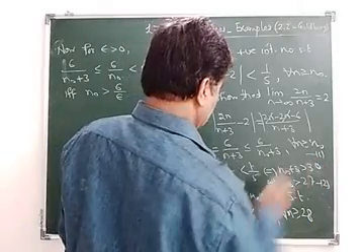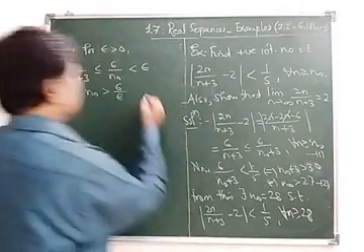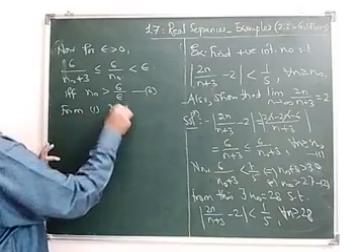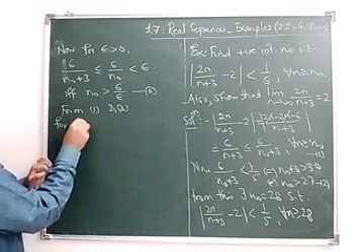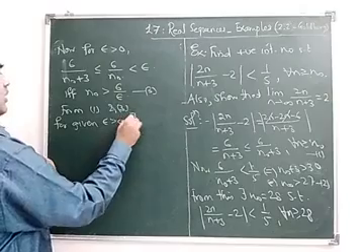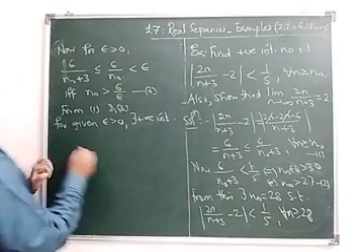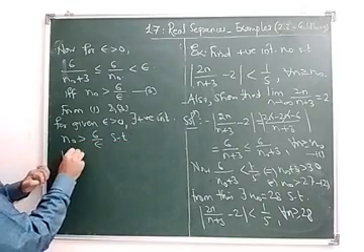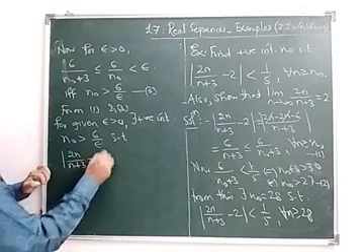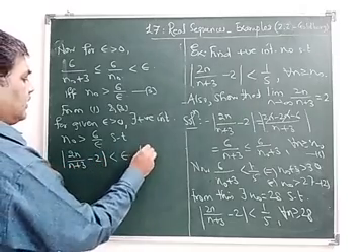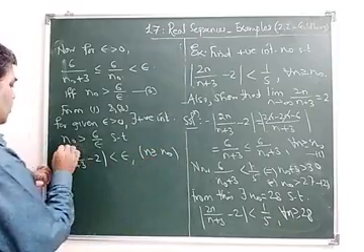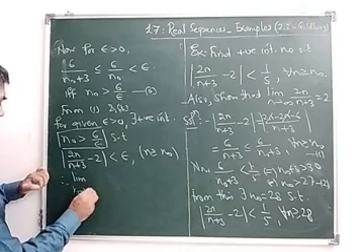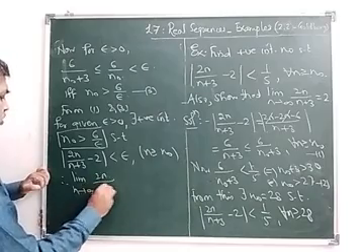Okay, so this is 1, this is 2, and this is 3. So from 1 and 3, for given epsilon greater than 0, there exists a positive integer n naught greater than 6 by epsilon such that mod of 2n upon n plus 3 minus 2 is less than epsilon for any n greater or equal to n naught, and that n naught is nothing but this. Therefore, limit n tends to infinity of 2n upon n plus 3 equals 2.